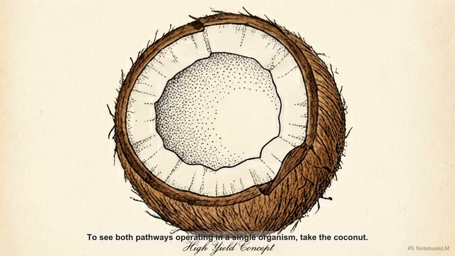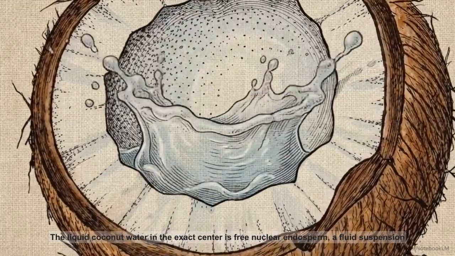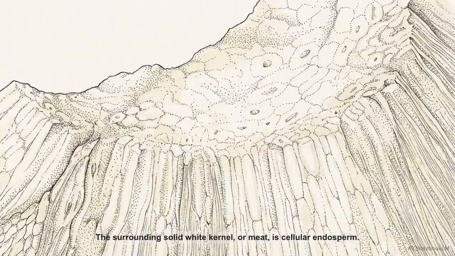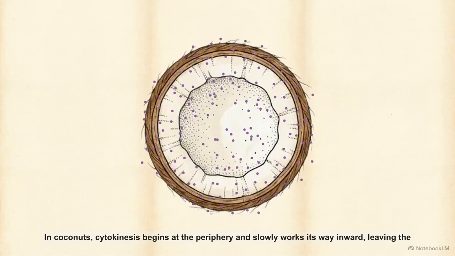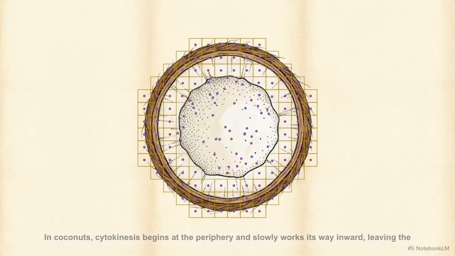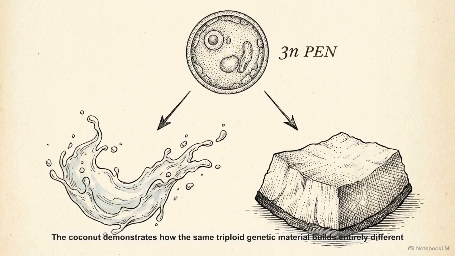To see both pathways operating in a single organism, take the coconut. The liquid coconut water in the exact center is free nuclear endosperm, a fluid suspension of thousands of free nuclei. The surrounding solid white kernel, or meat, is cellular endosperm. In coconuts, cytokinesis begins at the periphery and slowly works its way inward, leaving the center locked in a free nuclear liquid state. The coconut demonstrates how the same triploid genetic material builds entirely different physical states, based purely on localized timing of cell wall formation.